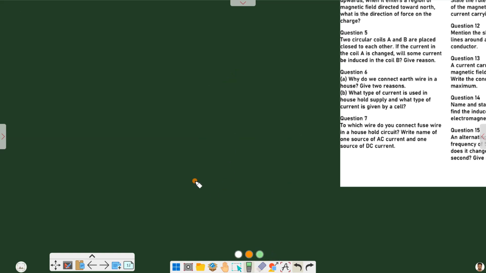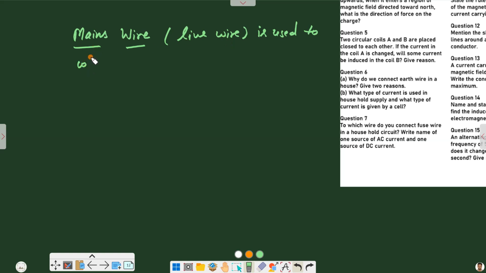Moving to question number 7. To which wire do you connect fuse wires in a household circuit? Write the names of one source of AC current and one source of DC current. So which wire is used to connect a fuse? Always the mains wire, or live wire, is used to connect the fuse.